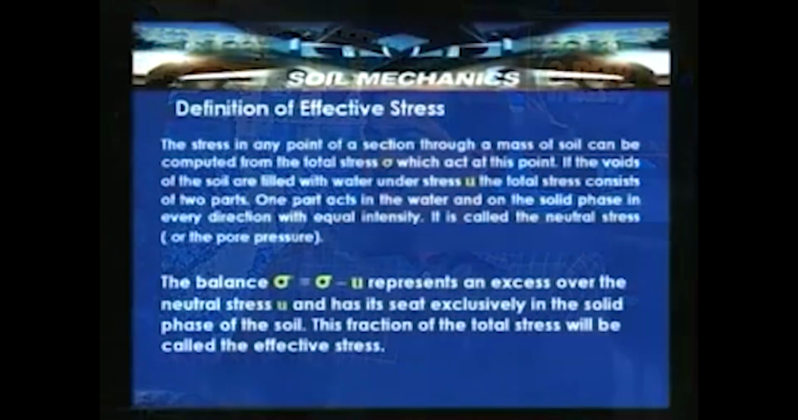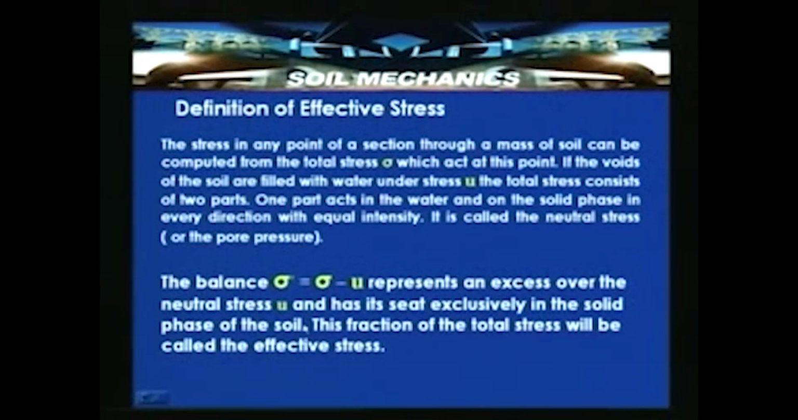This fraction of the total stress will be called the effective stress. So what we have discussed is that there are two parts if I apportion the total stress: one is effective stress, the other is pore water pressure. The difference of total stress and pore water pressure is the effective stress, indicated as sigma dash, which acts exclusively on the mineral grain to grain contact points.